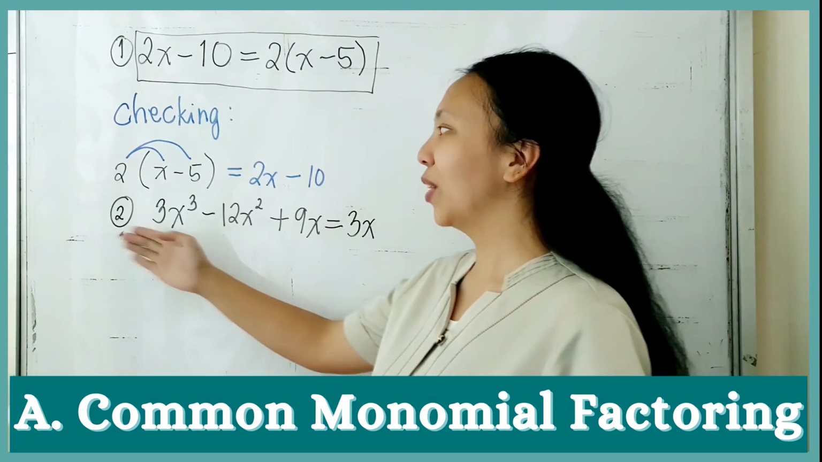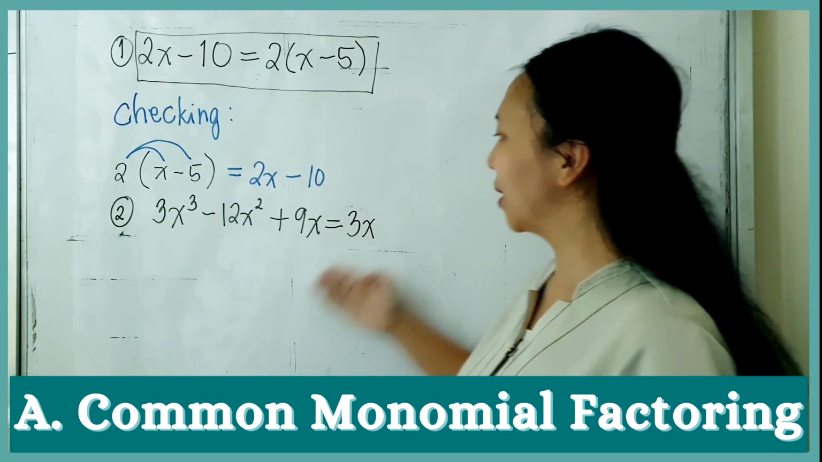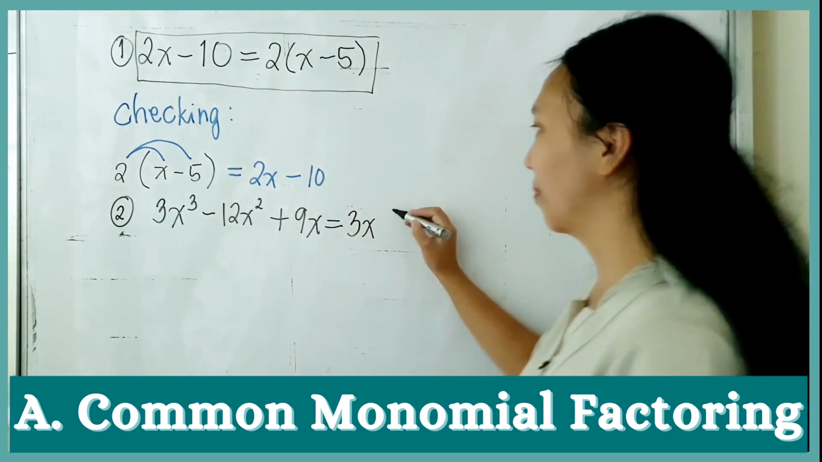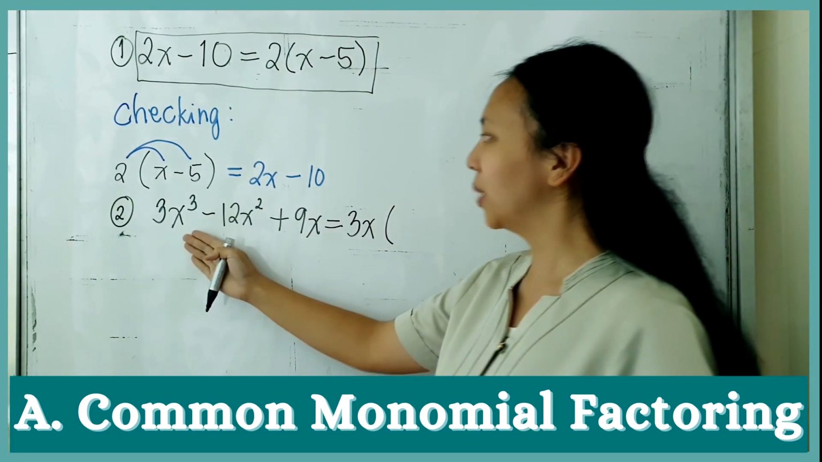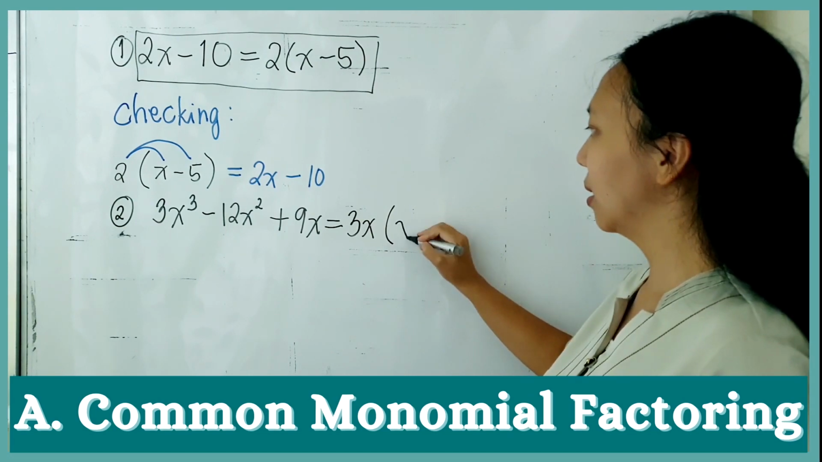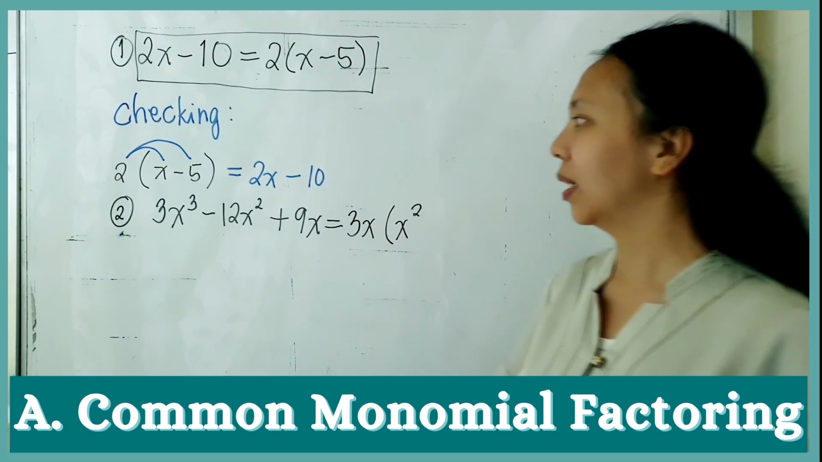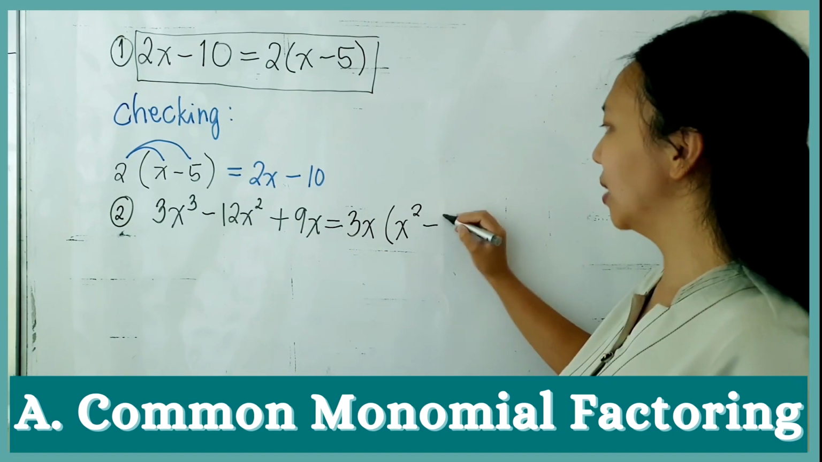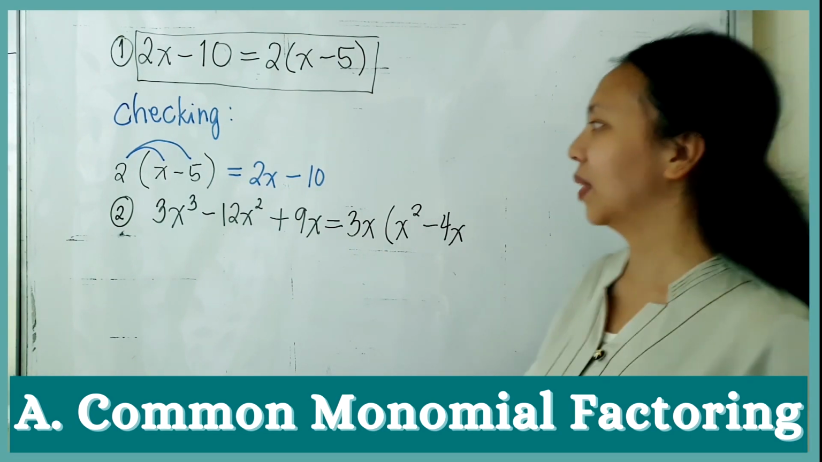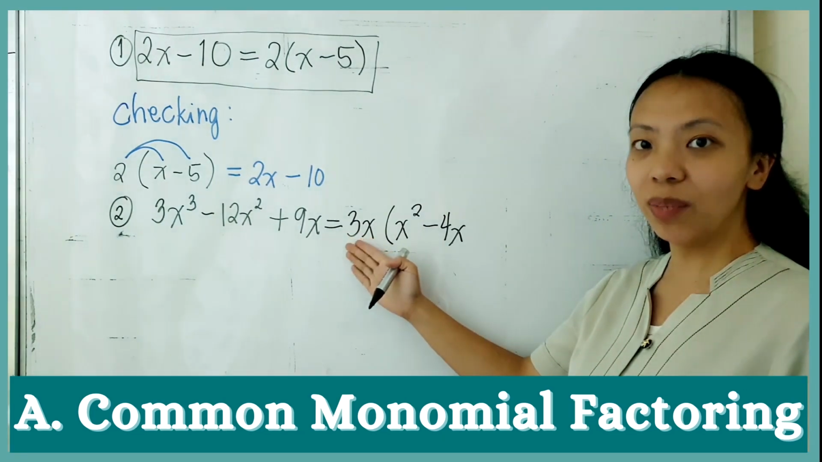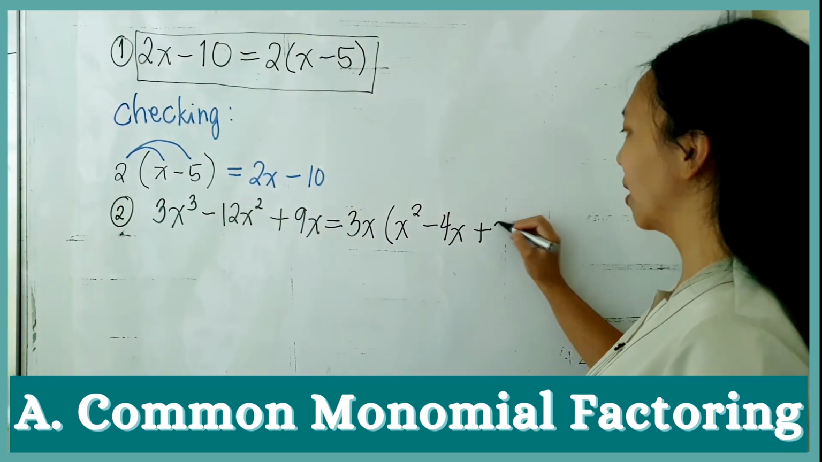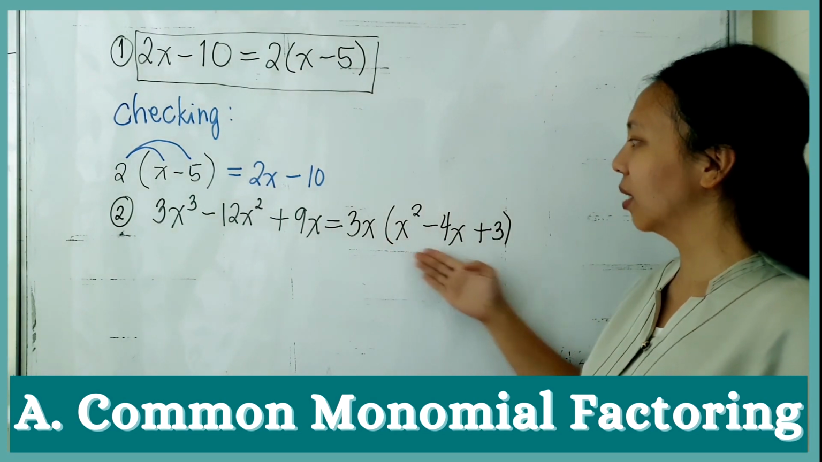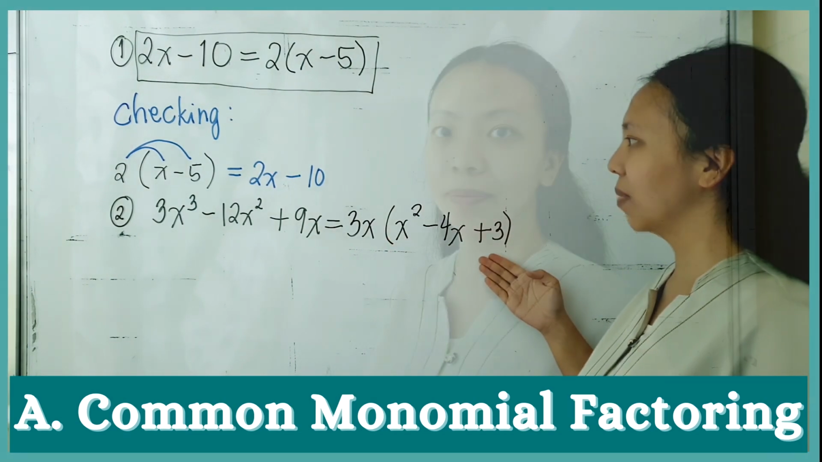Let us now divide all of these terms by the common monomial 3x to obtain our second factor. 3x cubed divided by 3x is x squared. Negative 12x squared divided by 3x is negative 4x. 9x divided by 3x is 3. The other factor is the quantity x squared minus 4x plus 3.